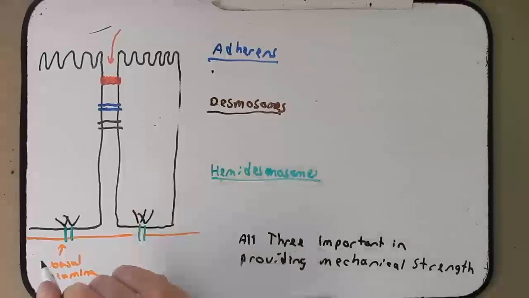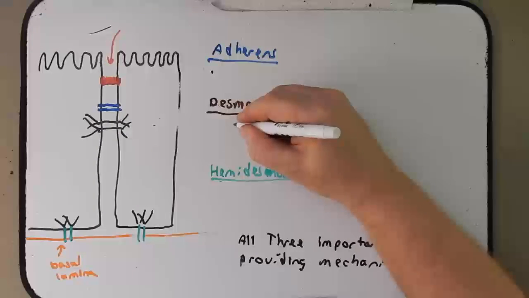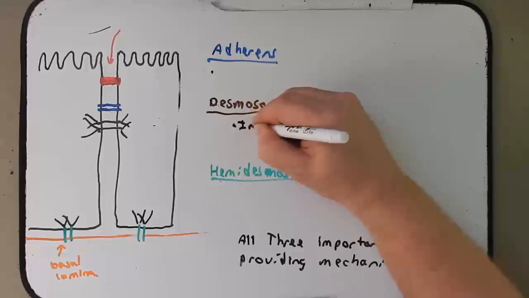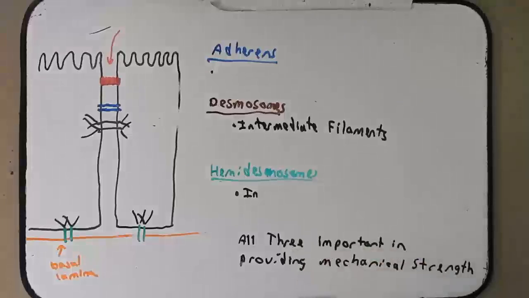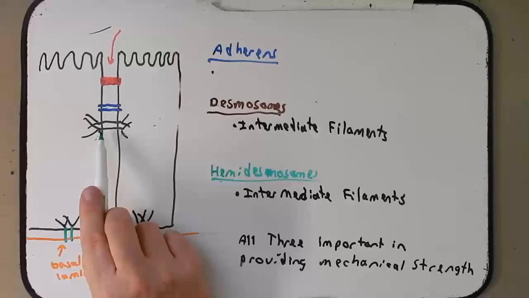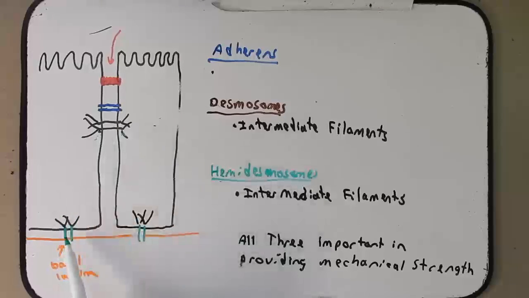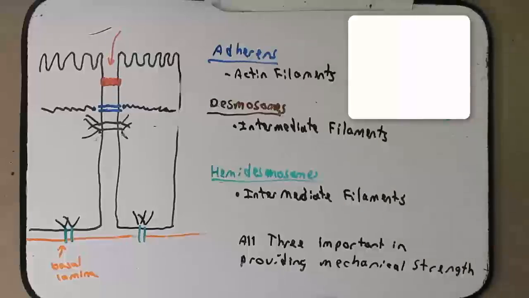The hemidesmosomes and the desmosomes interact with the cytoskeleton, and more specifically with intermediate filaments. And in doing so, that helps provide this mechanical strength. We call these desmosomes because they interact with desmosome proteins on each cell. These are hemidesmosomes because they involve an interaction between one cell and the basal lamina and not another cell. The adherens bind to actin filaments. All right, that's all I want you to know about adherens, desmosomes, and hemidesmosomes.